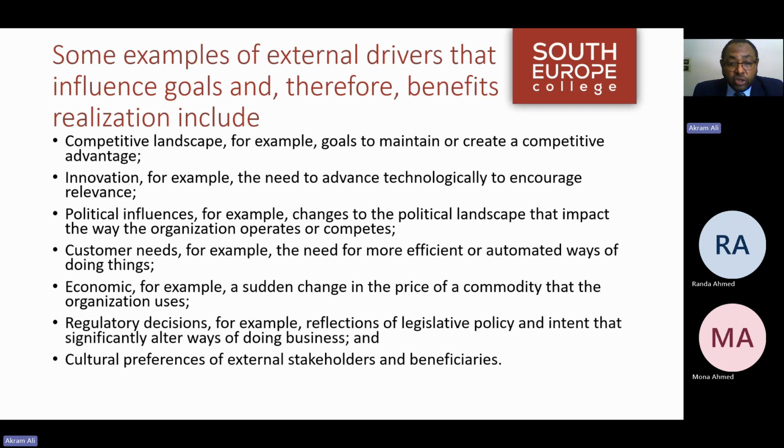For example, a sudden change in the price of a commodity that the organization uses will require us to update our organizational plan. Regulatory decisions, for example, reflections of legislative policy and intent that significantly alter ways of doing business. And of course, cultural preferences of external stakeholders and beneficiaries.